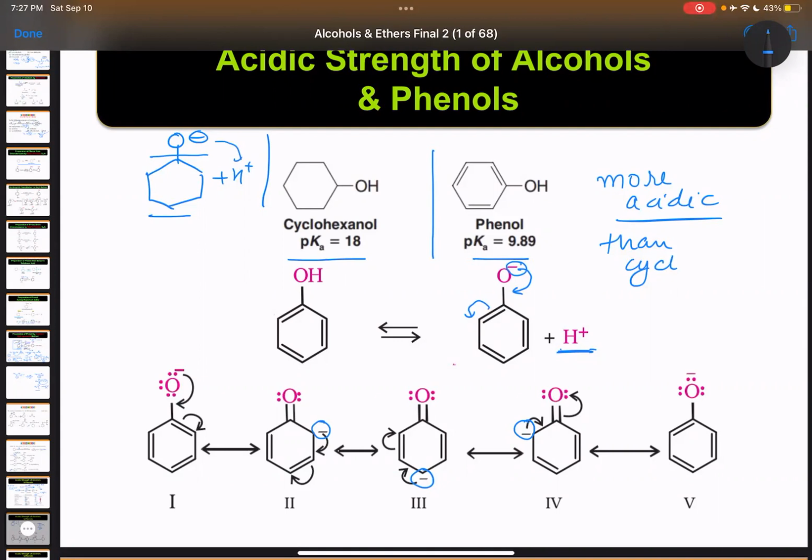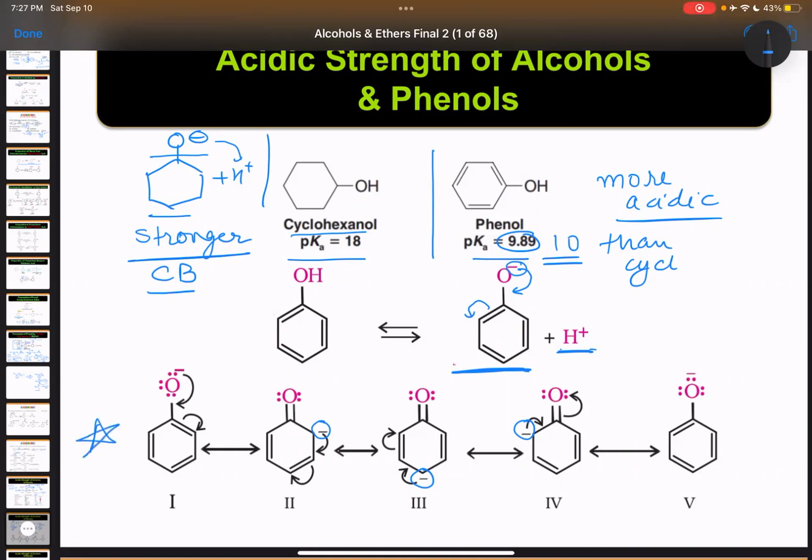And if it becomes unstable, then it will attract H plus back. So cyclohexanol has an unstable conjugate base, which is not stabilized by resonance. That's why it is a weak acid. And the conjugate base of phenol is the phenoxide ion, which stabilizes itself by resonance. That's why phenol is acidic. Phenol is slightly more acidic than water. If the pKa is 10, you can remember, roughly around 10. It is more acidic than water. This is the reason.